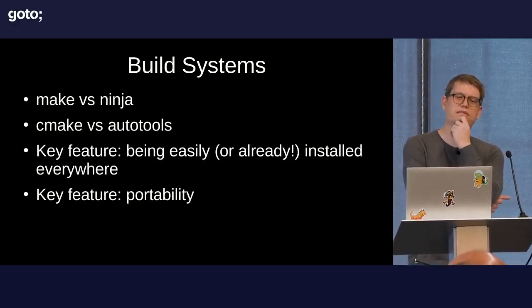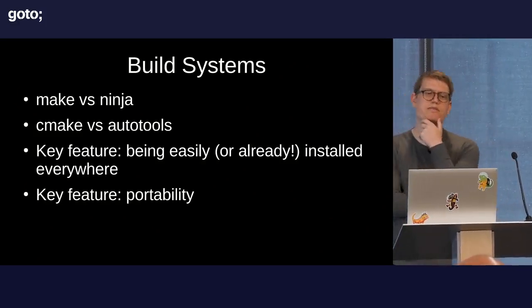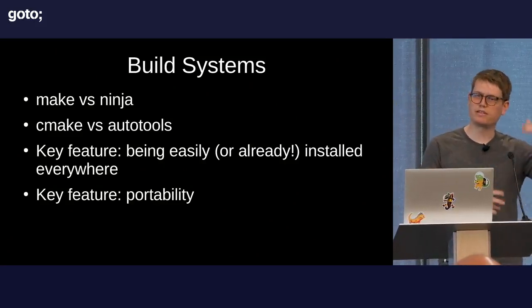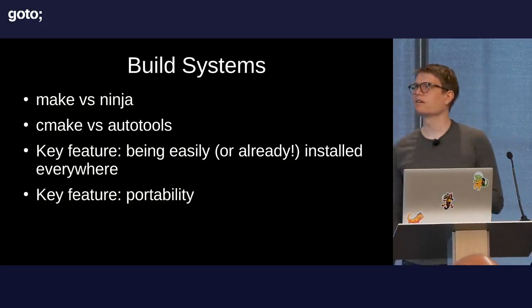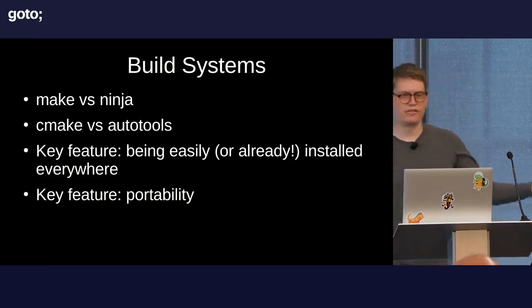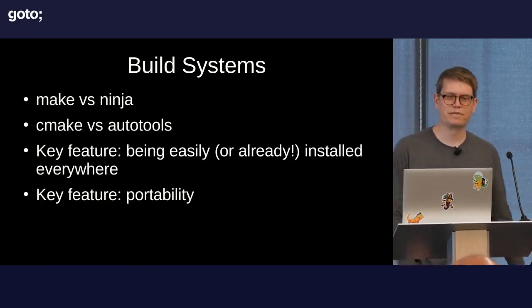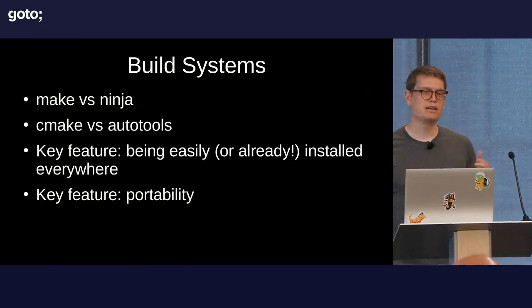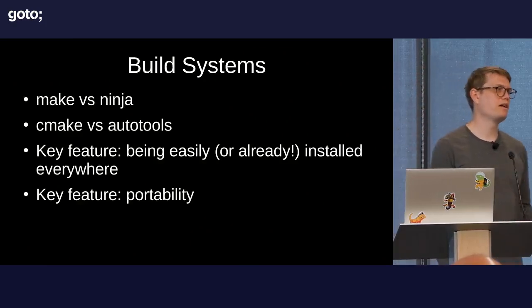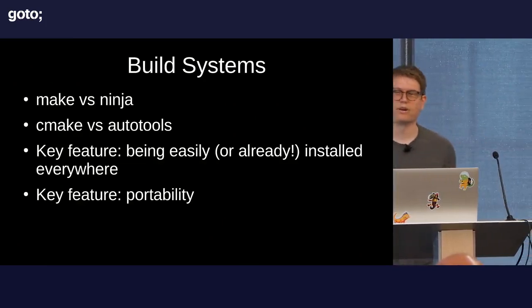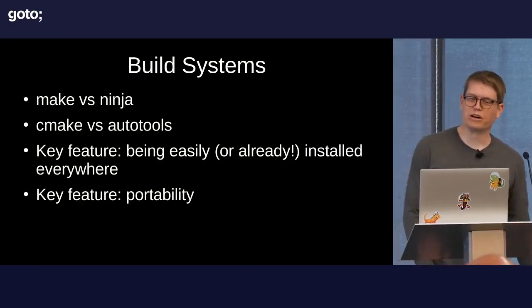CMake does things a little better than autotools, but it's still kind of the same abstraction layer where it's going to run a whole bunch of test scripts during the configure phase to test, oh, does your C compiler know how to import time.h? Which all of them do, so it's just wasting your time. But anyway, the key feature of build systems is being easily or perhaps already installed everywhere. I mean, we would all rather not use make, but we use it because everyone has make installed. That's kind of where we're at, you know? The bar is pretty low.